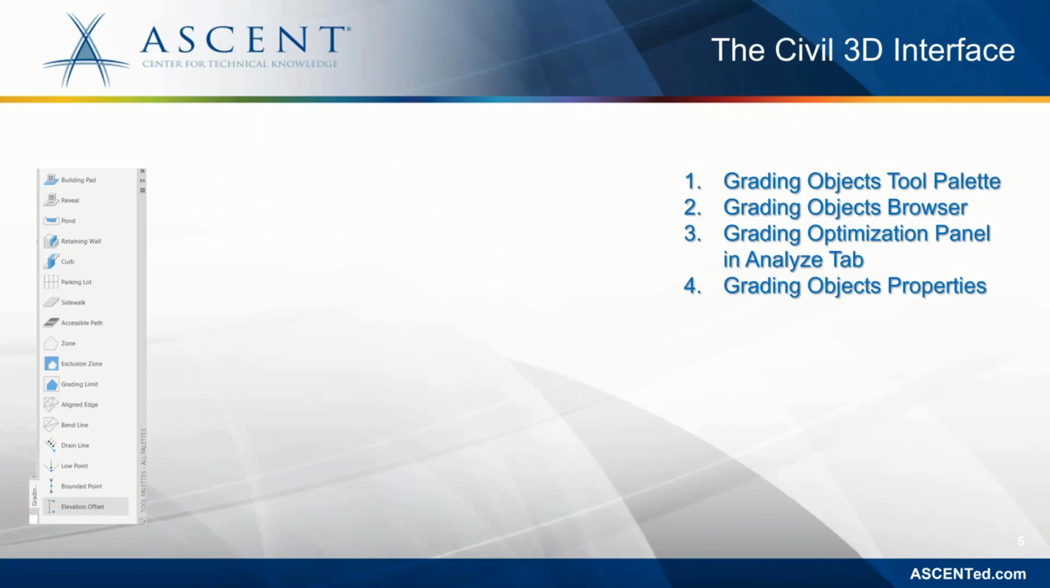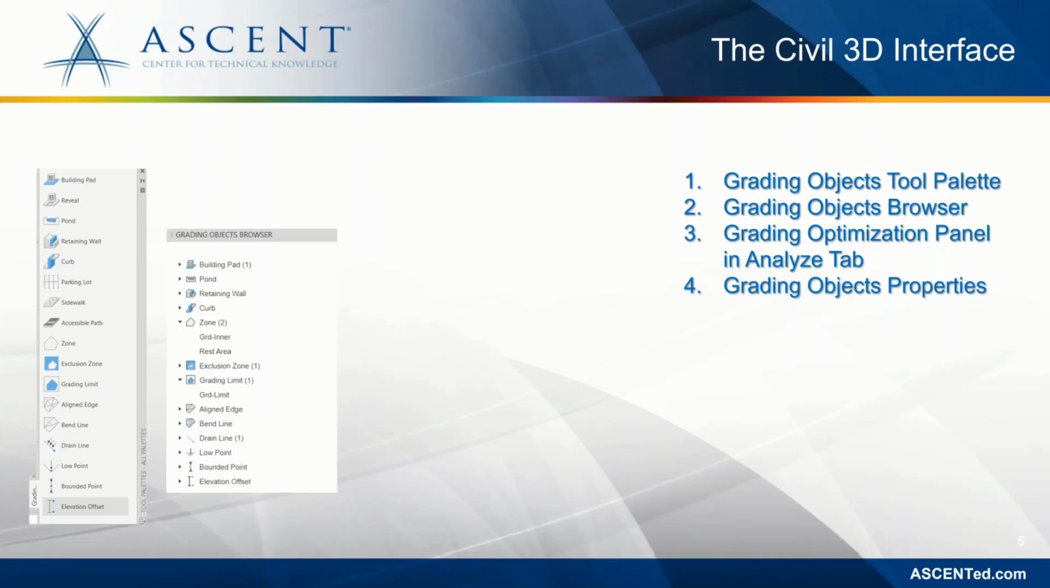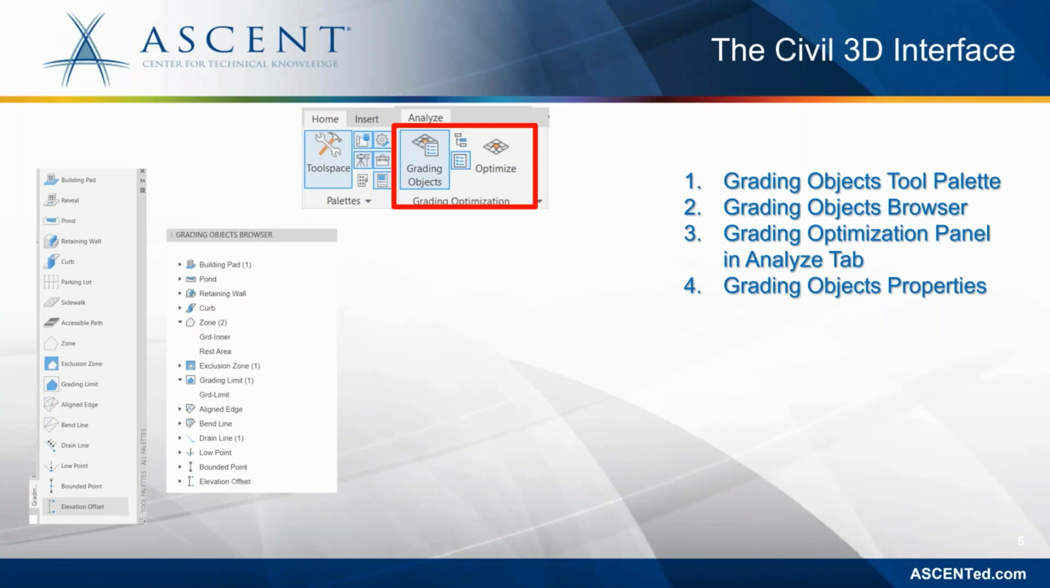Okay, so the Civil 3D interface: all the grading objects are together, accessible through a specific tool palette, a grading objects tool palette that you see on the left there. And once objects are assigned in your Civil 3D drawing, they show up in the grading object browser. So you will notice in this example that we have one building pad and two zones assigned, as well as one exclusion zone and one grading limit. And you can see that by the number in the brackets after the category. On the Analyze tab of Civil 3D, we have a grading optimization panel that allows you to open or close the grading object browser or the tool palettes. And we also have the Optimize button, which is used to launch the grading optimization program.